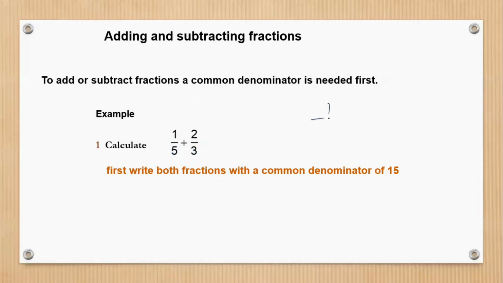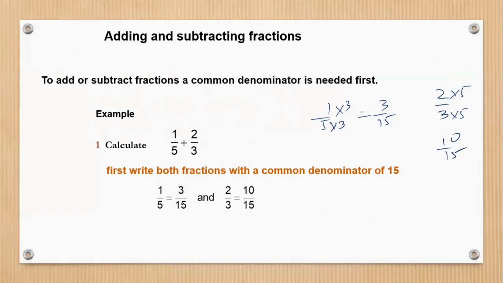To have 1 by 5 as something over 15, we have to multiply by 3. So we multiply by 3 here, and this becomes 3 by 15. And to convert 2 by 3 into denominator 15, 3 will be multiplied by 5. So here by 5. So 2 by 3 is the same as 10 upon 15. So we write these with the common denominator: 1 by 5 is 3 by 15, 2 by 3 is 10 by 15.